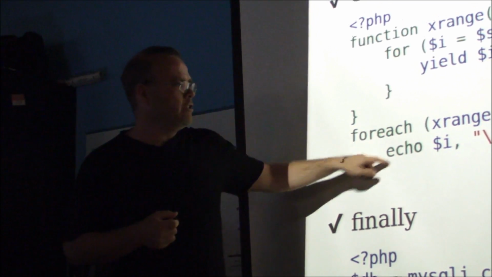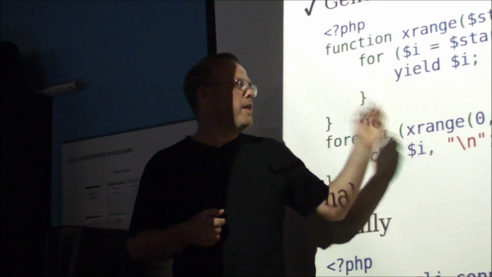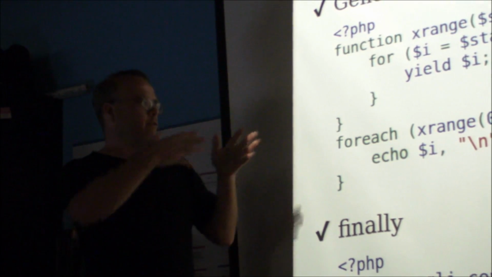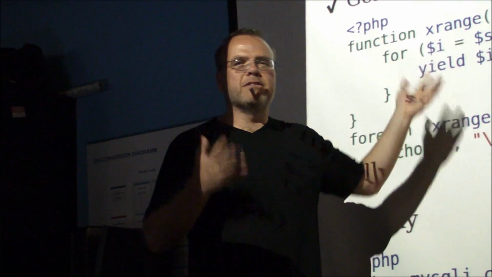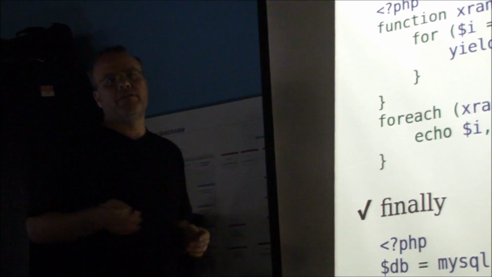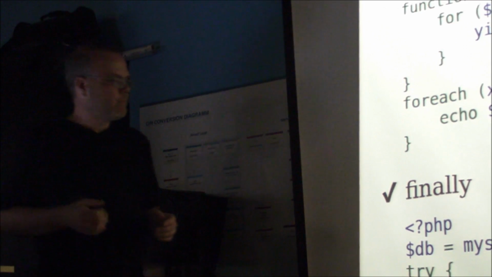So you can foreach through this thing, and you're going to get back one at a time without ever having the entire array in memory. Now, for just 6 elements, that's not a big deal, but for 1,000,000 elements, that might really make a difference.